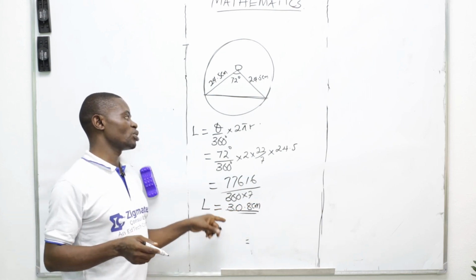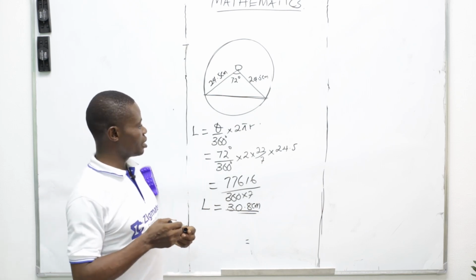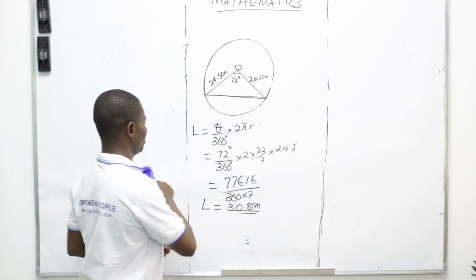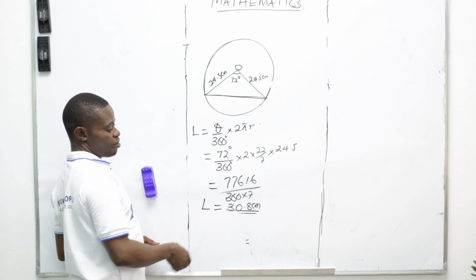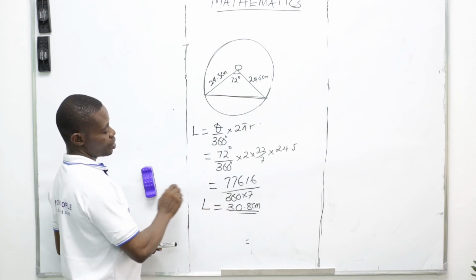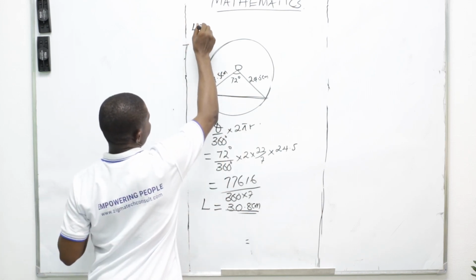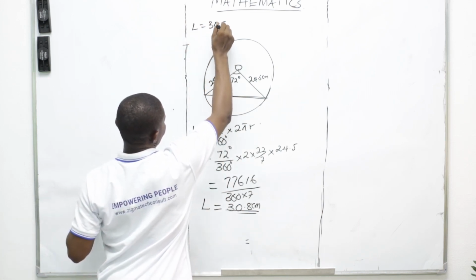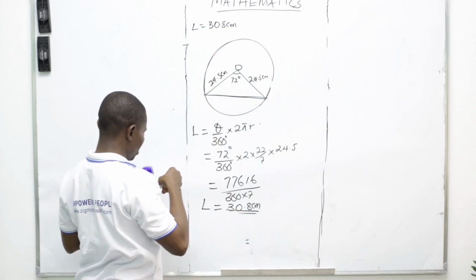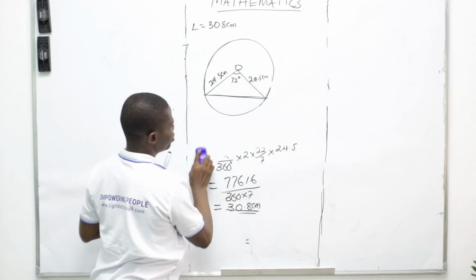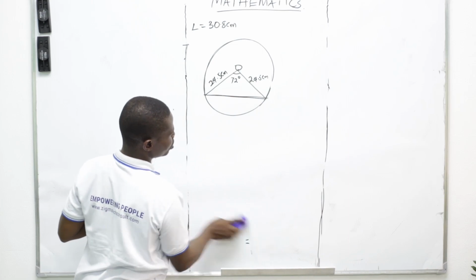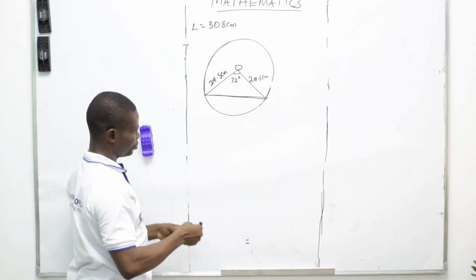Remember, this is just what? Length of arc. Since we have our length of arc already, I want to wipe this, keeping our length of arc somewhere, 30.8 cm. Now let us solve for length of chord so that we will now conclude the solving.